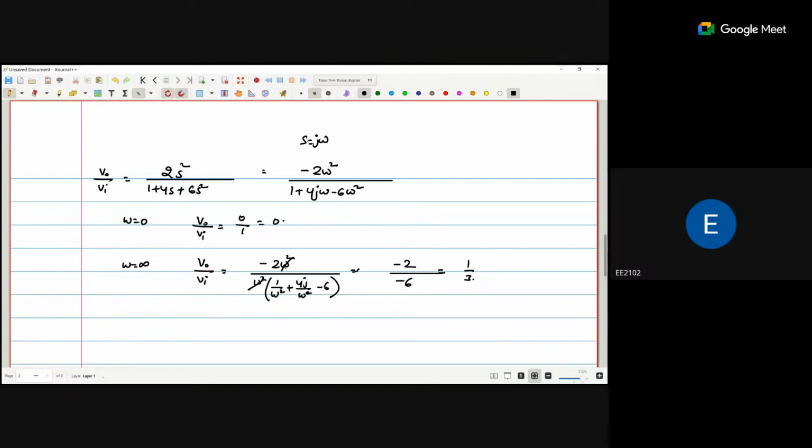Okay. So the response will be like that. At 0 frequency, it is 0. At a higher frequency, the magnitude will be like that. Okay. So that is the high pass.